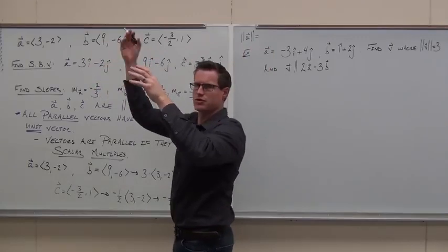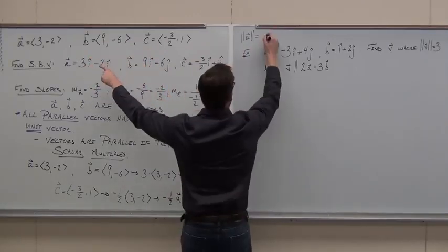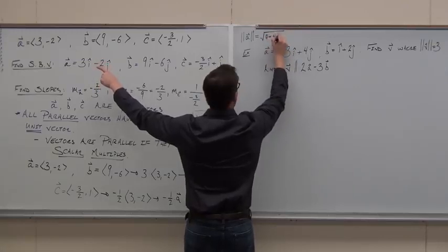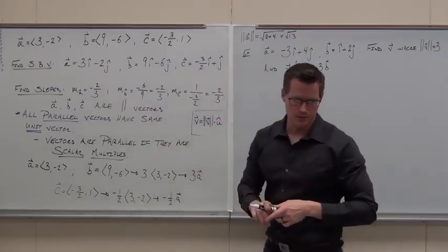Square them, add them, square root them. That's what I want you to get for magnitude. Square them, add them, square root them. So here we have 9 plus 4, square root 13. For vector A, hopefully you got square root 13.